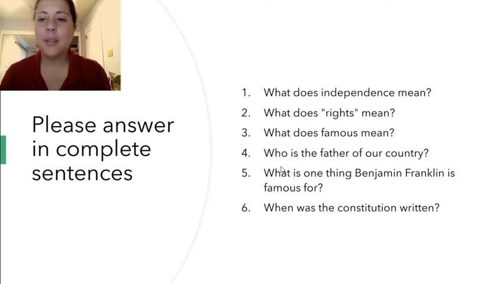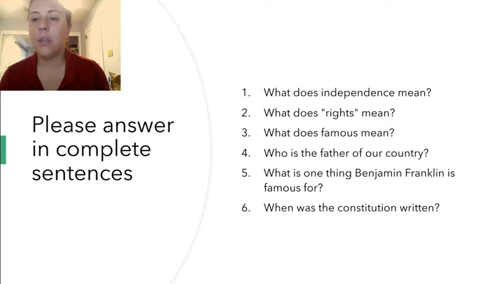Okay, let's review. Let's look at the answers and see what you got. Let's see if you answered correctly. Number 1, what does independence mean? Independence means freedom. Remember, answer the question in complete sentences. So, if the question is, what does independence mean? The answer is, independence means freedom.